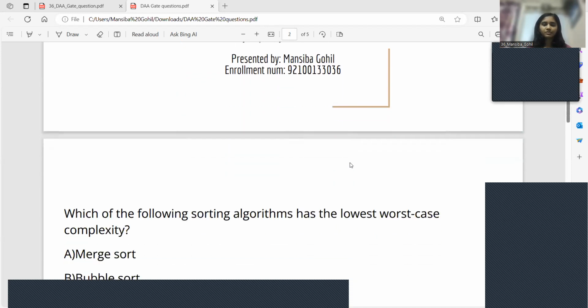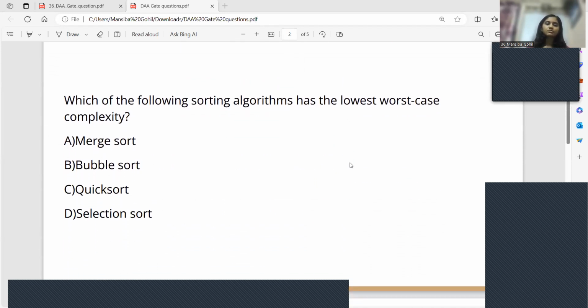So the first question is, which of the following sorting algorithms has the lowest worst case complexity? In order to know the complexity, we first need to know each of these sorting algorithms and what actually is a sorting algorithm and what does the worst case complexity mean.